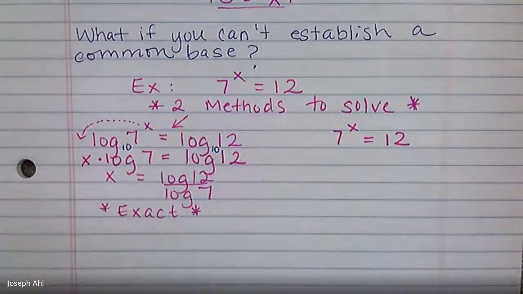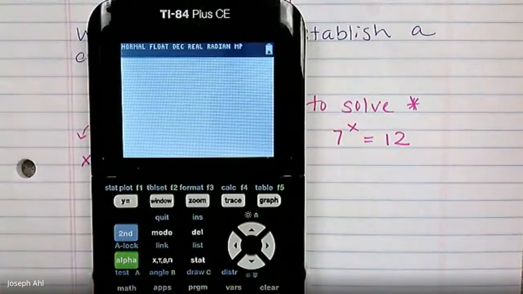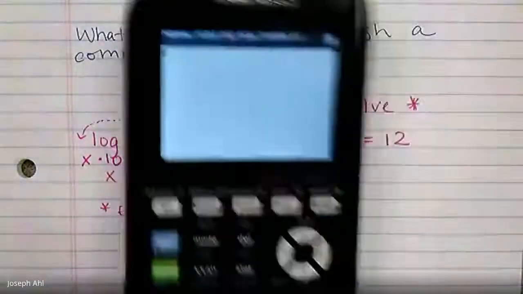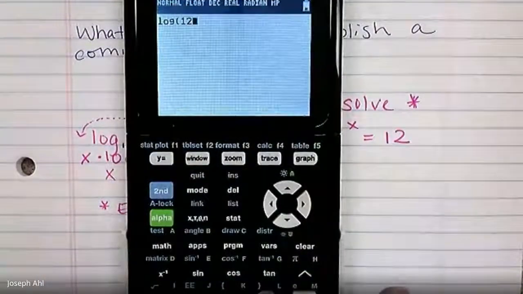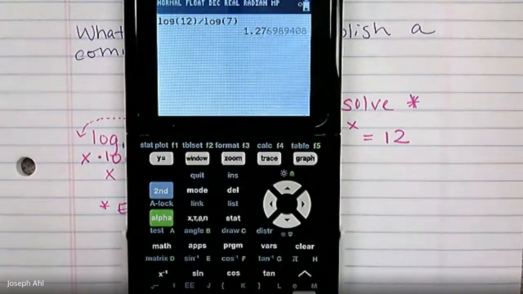The only reason I like log base 10 is that I have it on my calculator. I have that button that says log right here. So if the solution is log 12 divided by log 7, I know that the answer should be somewhere between 1 and 2. And the answer here is 1.28 to the hundredths place.